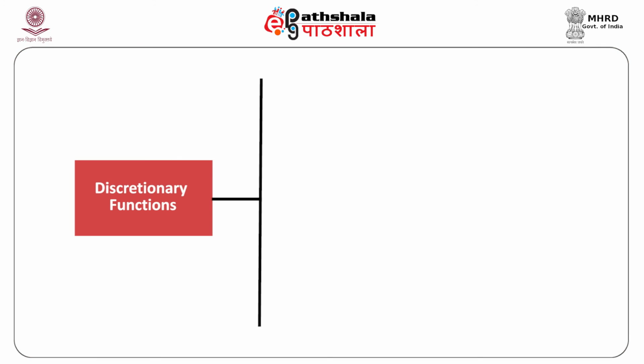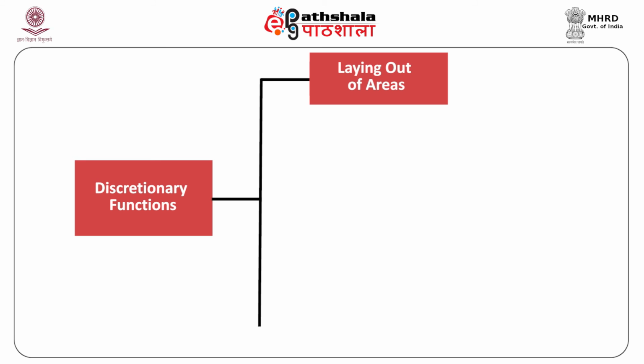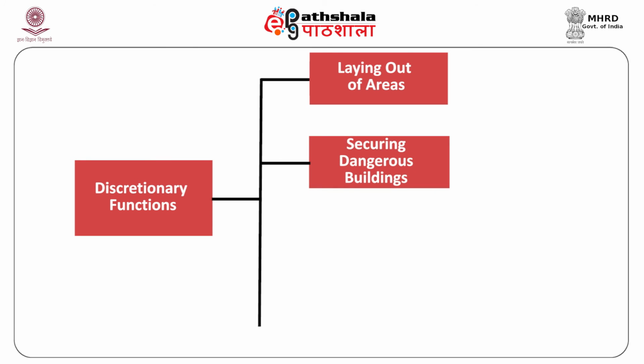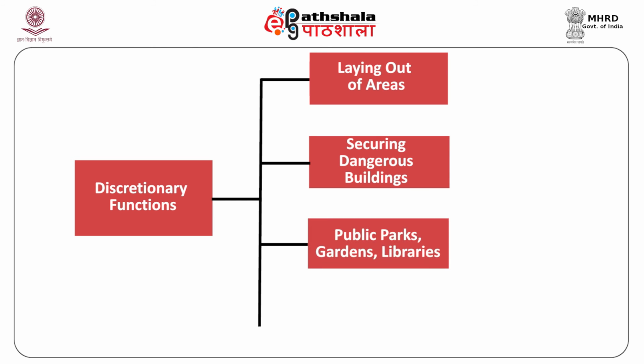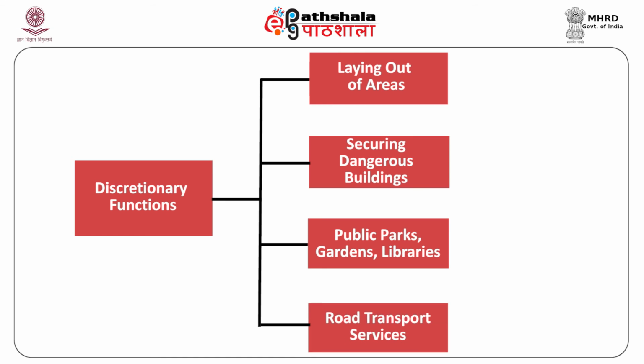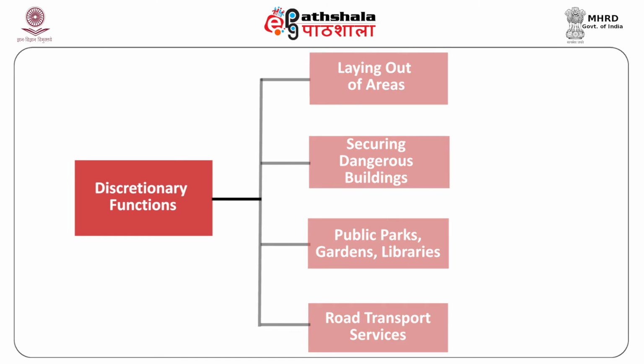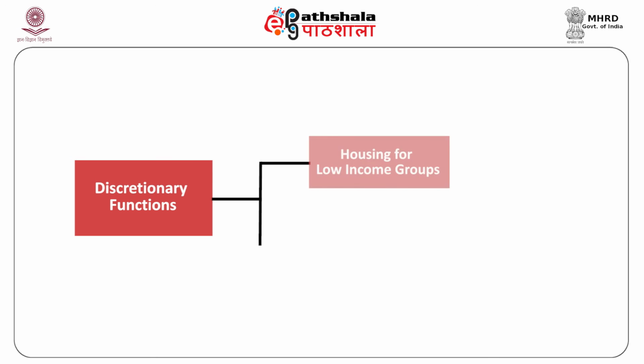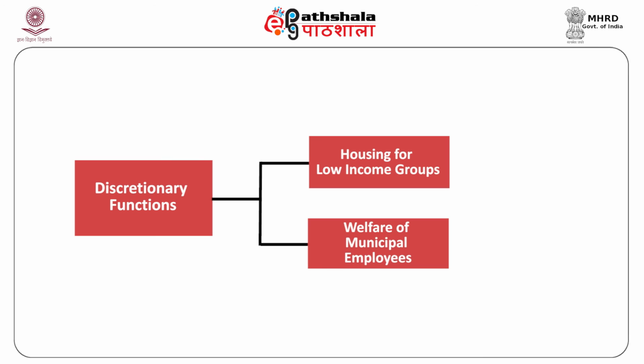The discretionary functions which are not obligatory to be performed include laying out of the area, removing and securing dangerous buildings and places, construction and maintenance of public parks, gardens, libraries, and other such provisions for the people, provision of transport facilities to the people in the municipal area, housing for low-income groups, provision and promotion of welfare of the municipal employees.